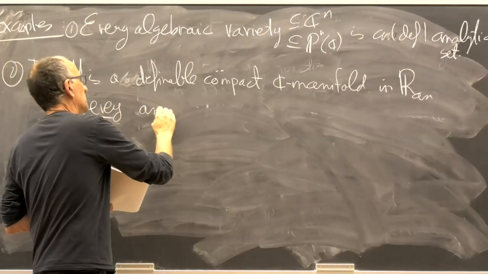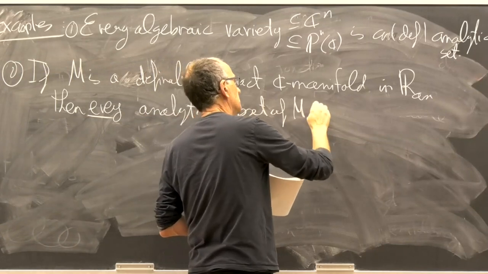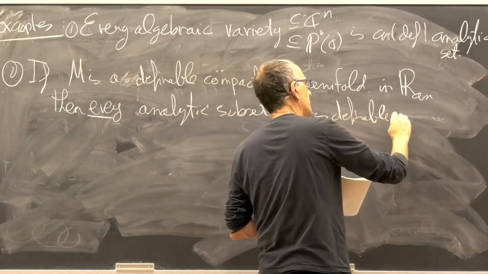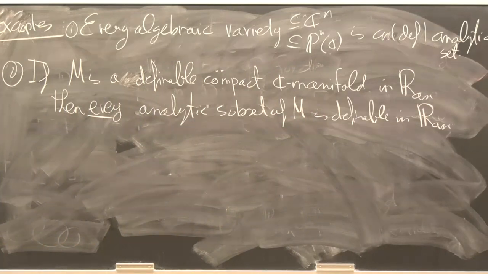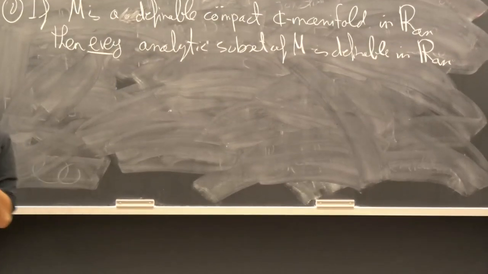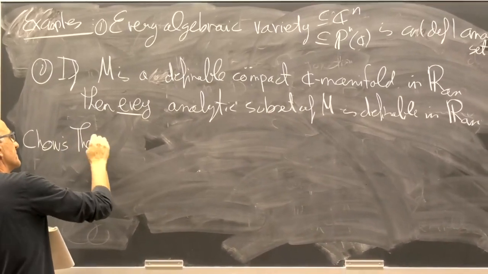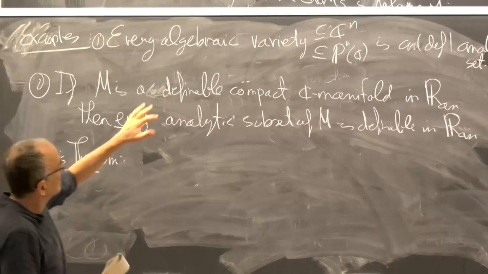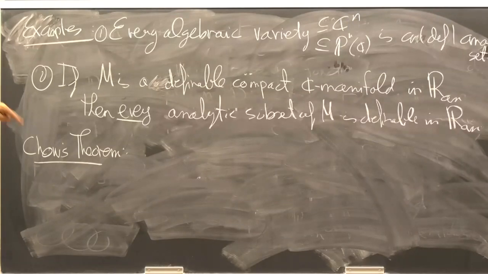Every analytic subset of M is definable. And the theorem that in some sense we'll be talking around is a classical theorem of Chow. It says that in the context of projective space, which is a compact complex manifold, the two agree with each other, this one and two.